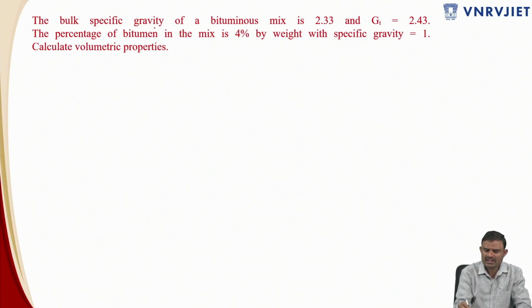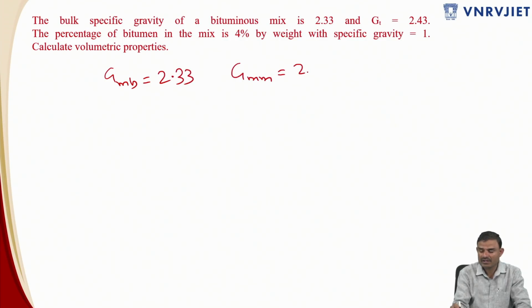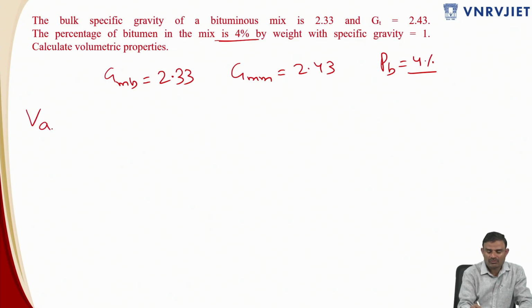Here the bulk specific gravity, which is GMB, is given as 2.33. Next, GT, which is also called GMM, the theoretical specific gravity, is 2.43. And the percentage of bitumen in the mix, PB, is 4%, the weight of the bitumen. So we have to calculate the volumetric properties.